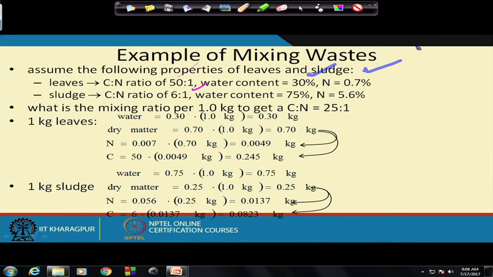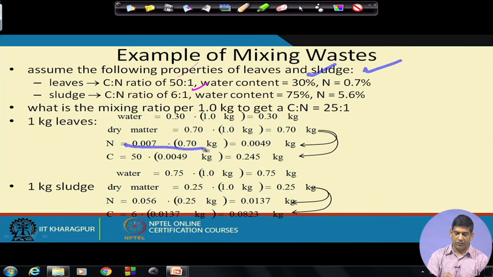If you take 1 kg of leaf, moisture content is 30%, so the dry matter will be 0.7, because 1 minus 0.3. Nitrogen is 0.7%, so 0.007. That's what you see over here: 0.007 times 0.70, and then you get a nitrogen value of this much. Once you know the nitrogen value, we know that the C:N ratio is 50, so 50 times the nitrogen will get us the carbon. This is how the carbon nitrogen ratio can be calculated.